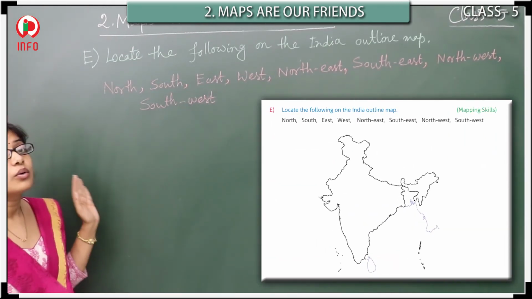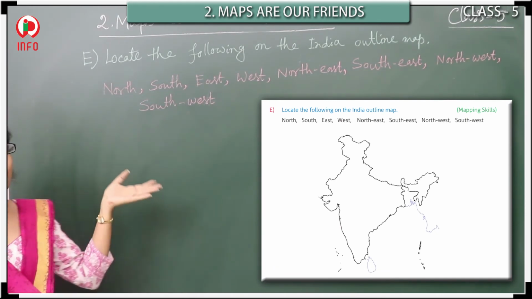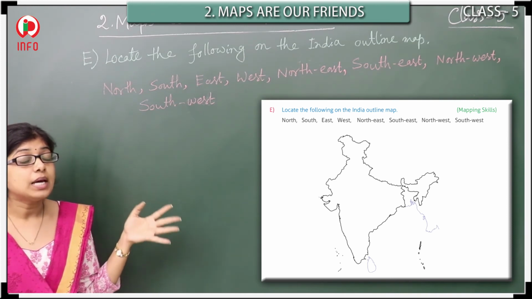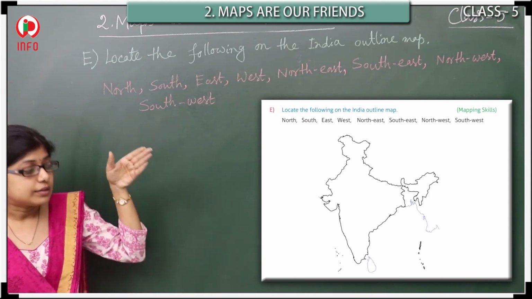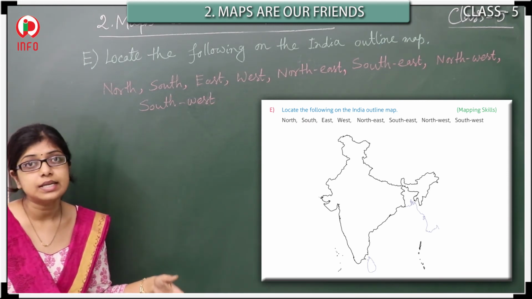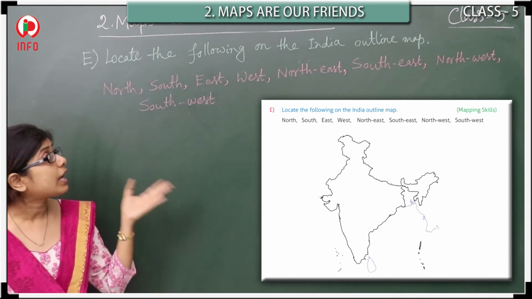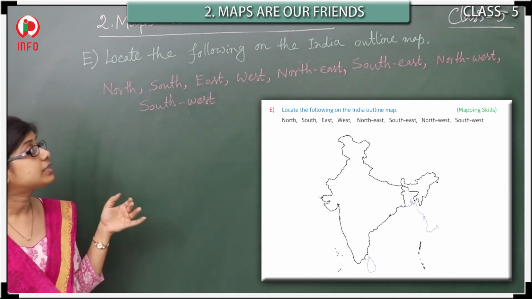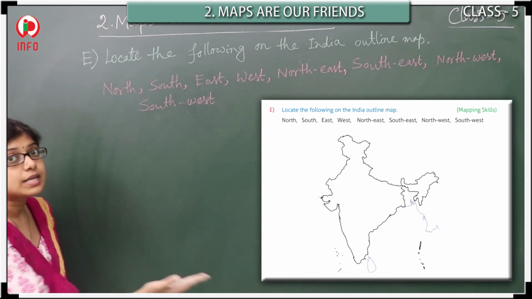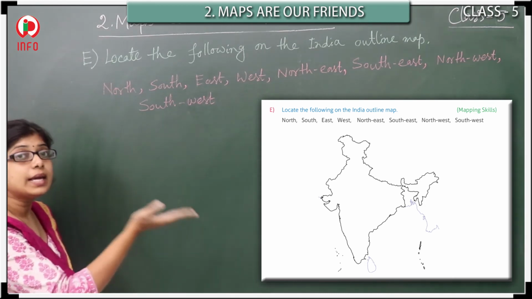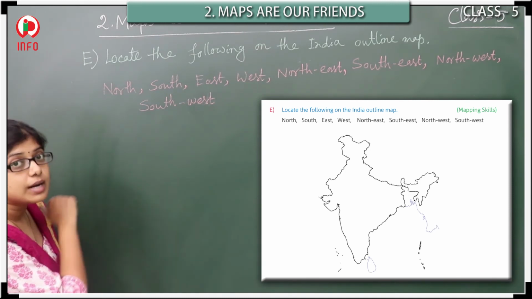Now we will discuss the E bit. Locate the following on the India outline map. All of you are able to see the India outline map. Here you have to locate the south. South means the down, bottom portion, and the north is the top portion. Next, the east. East should be just your right hand side. What about the west? West should be this side, your left hand side.